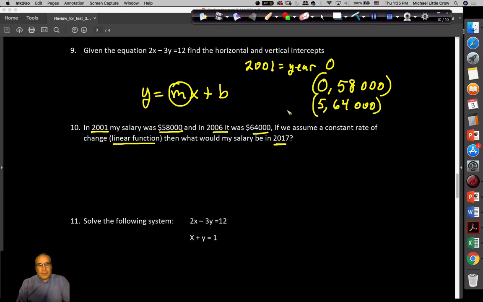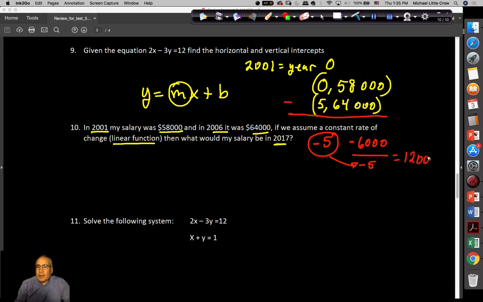So to find this slope, we simply need to subtract the data values. 0 minus 5 gives us negative 5. 58 minus 64 gives us negative 6,000. And to get our slope, we take the x value, tuck it under the y value, and we get that the slope is 6,000 divided by 5. Negative divided by negative is a positive. I think it's about $1,200. Try it out with a calculator. That means we're getting about $1,200 a month raise.